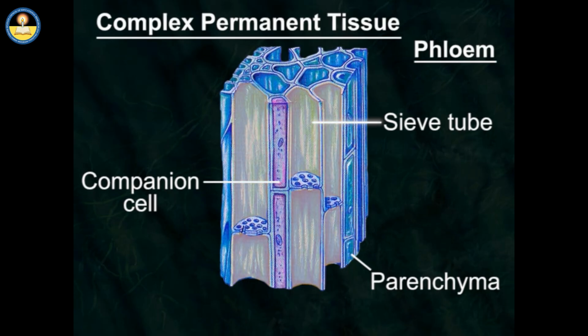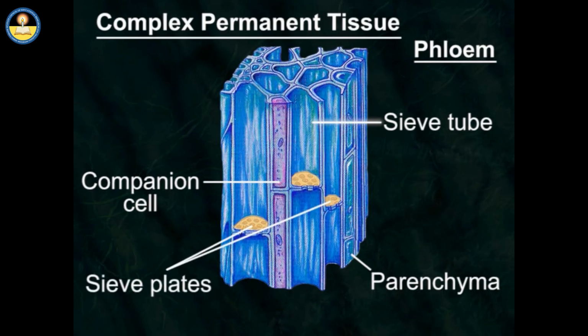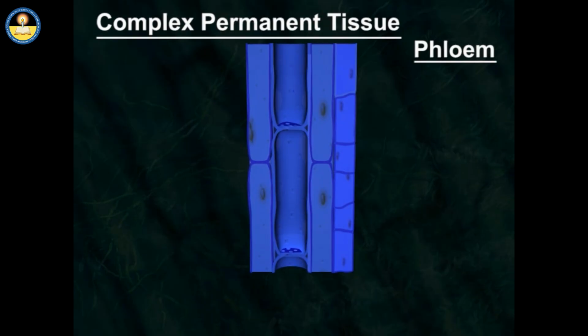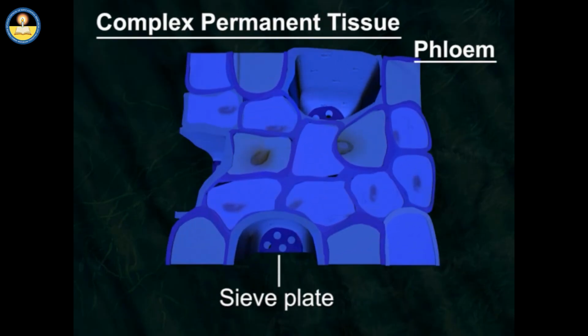Sieve tube members are highly specialized. The ends of these cells are perforated by porous structure known as sieve plate. The conducting material passes through the sieve plate from one sieve tube member to another.